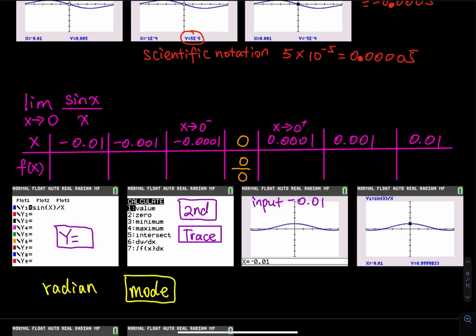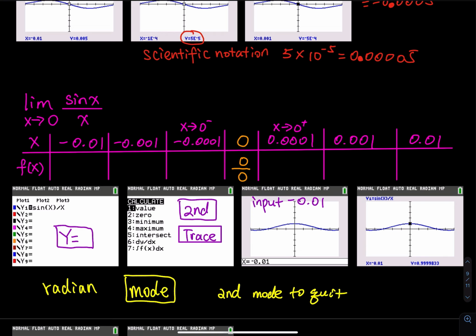So how do you go back to the home screen? To quit, you hit second, and then the mode key. Do you see that there is the word quit above the mode key? It is in blue, which is why the second key is in blue. You go to second mode to quit and go back to the home screen. All right, back to our business. You hit y equal, and then you input the function. You don't need to graph, so we will be using the same window.